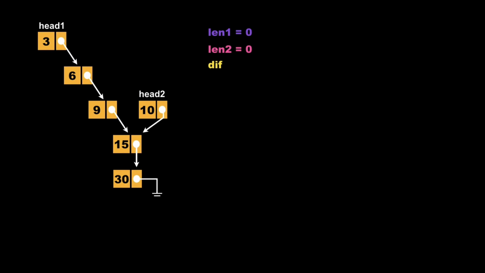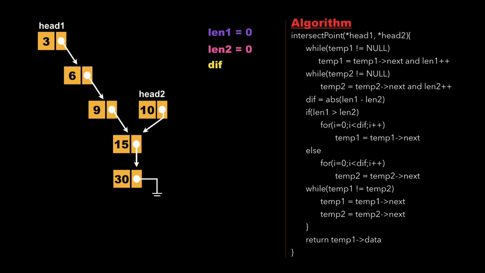Let's consider an example of two linked lists which are 3, 6, 9, 15, 30 and 10, 15, 30. So we have a few variables declared, namely length1 and length2, which are initialized to 0, which are used to store the lengths of linked list 1 and linked list 2 respectively. We have another variable called difference. The right side of the screen shows the algorithm which contains the function intersection point, whose arguments are the two head variables, namely head1 and head2 of linked list 1 and 2 respectively. We create two temporary node pointers and point them to head1 and head2.